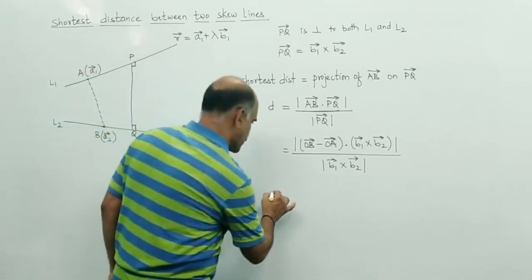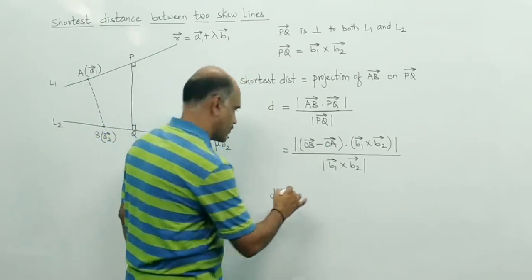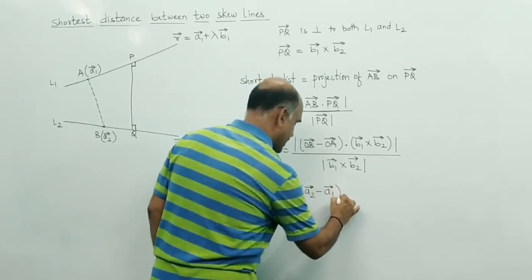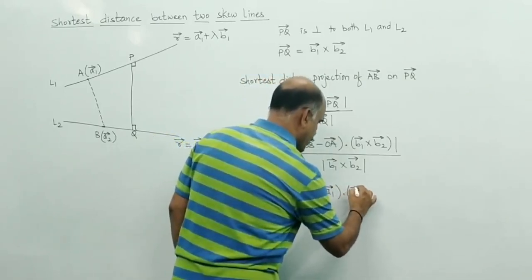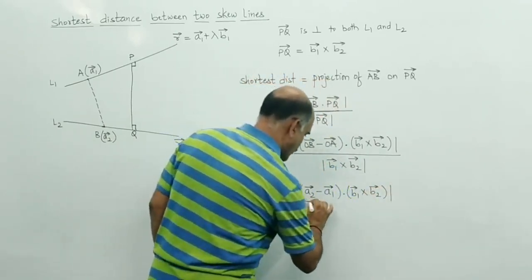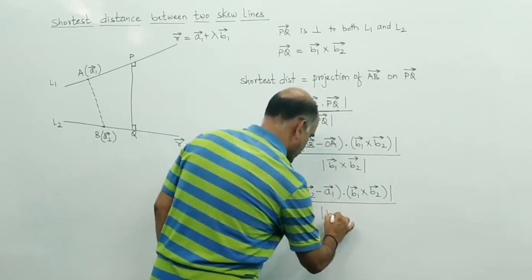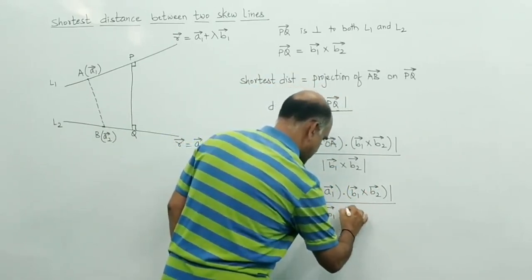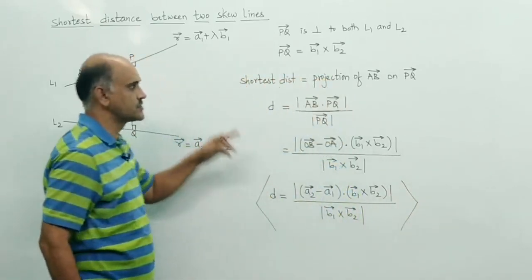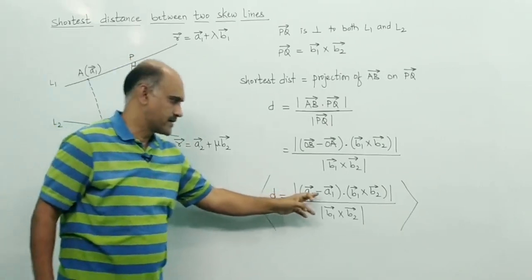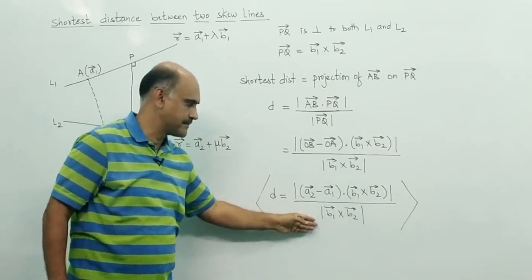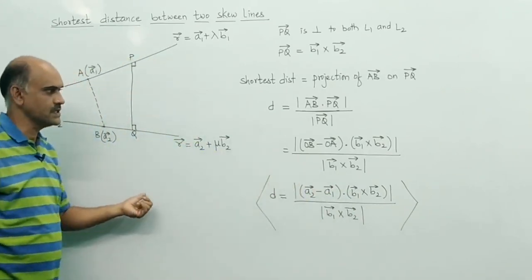So if you substitute, shortest distance D is equal to mod of (A2 minus A1) dot (B1 cross B2) divided by mod of B1 cross B2. So this is the shortest distance between two skew lines. D is equal to (A2 minus A1) dot (B1 cross B2) divided by magnitude of B1 cross B2.